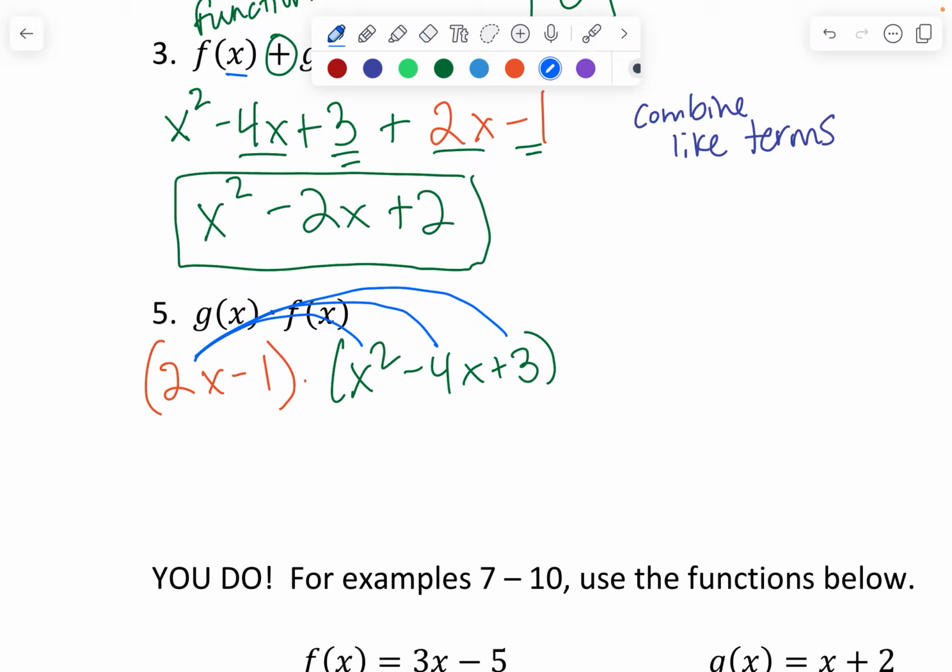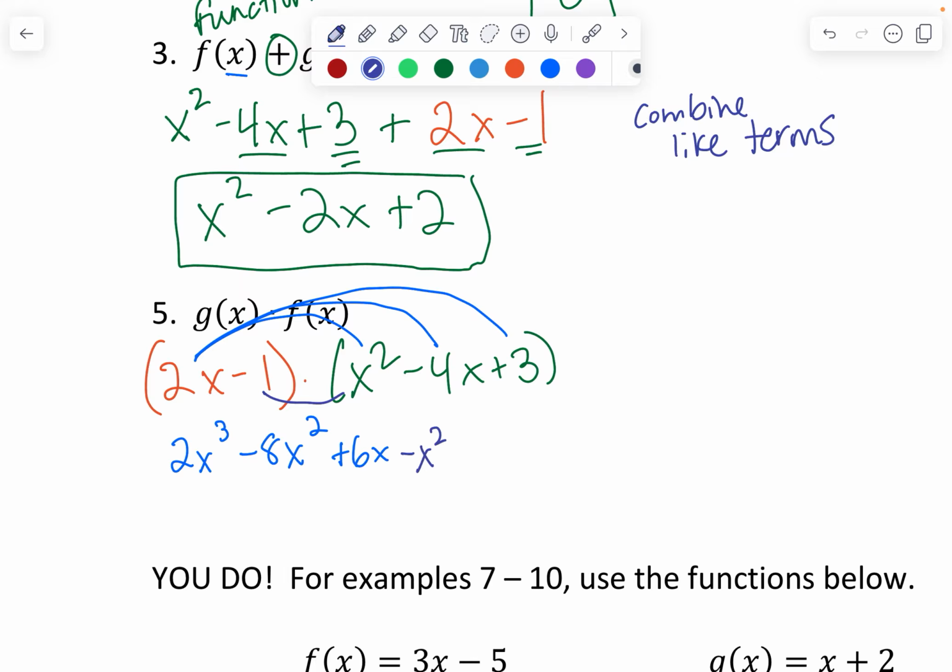So 2x times x squared is 2x to the third. 2x times negative 4x is negative 8x squared. And then 2x times 3 is 6x. Okay, then you go the other way. So negative 1 times everything.